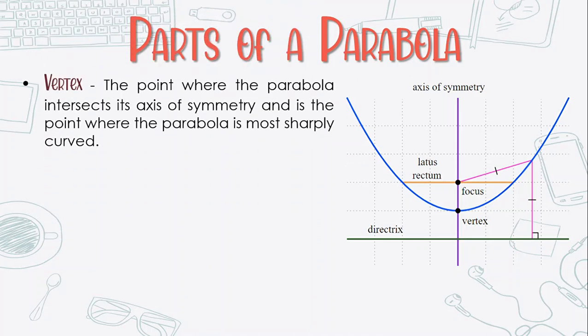The next one, we have the vertex. Now, the vertex is the point where the parabola intersects its axis of symmetry and is the point where the parabola is most sharply curved. We can see the vertex in our illustration. Now, the vertex is also either the maximum or minimum point of our parabola.